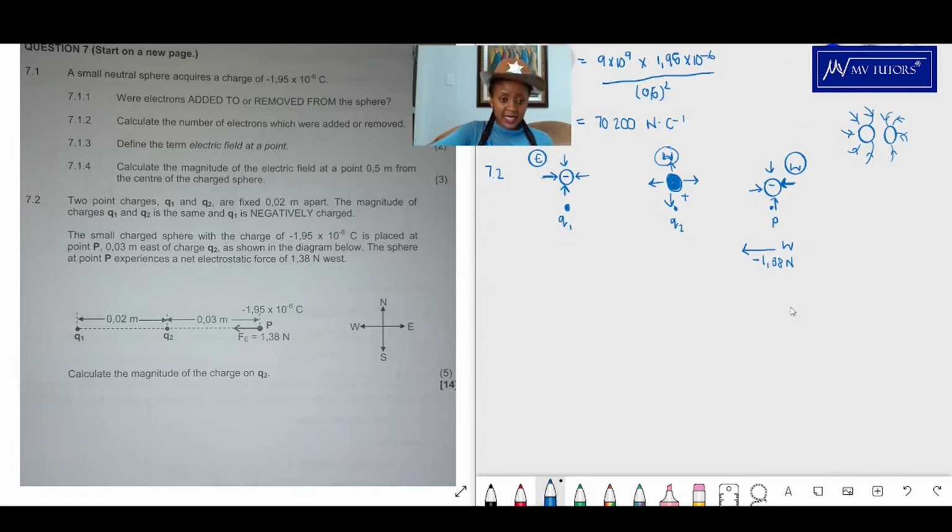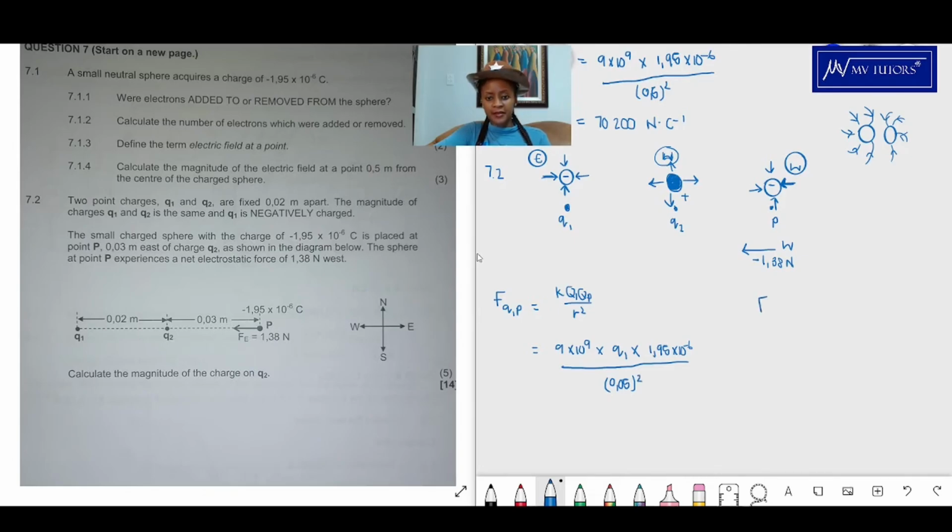Okay, so now let us calculate. And because they told us about the net electrostatic force, we're going to calculate for the force first and foremost. Of Q1 and P. All right, so we have Q1, I'm going to say QP, all over R squared. So we have 9 times 10 to the 9, and then Q1, we don't know what that is. And P, well, that is 1.95 times 10 to the power negative 6, and then the distance between them will be 0.05.